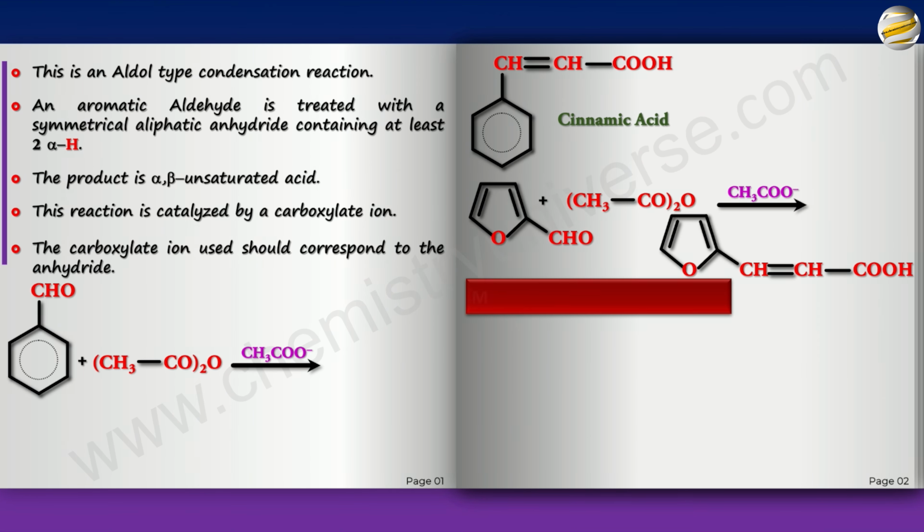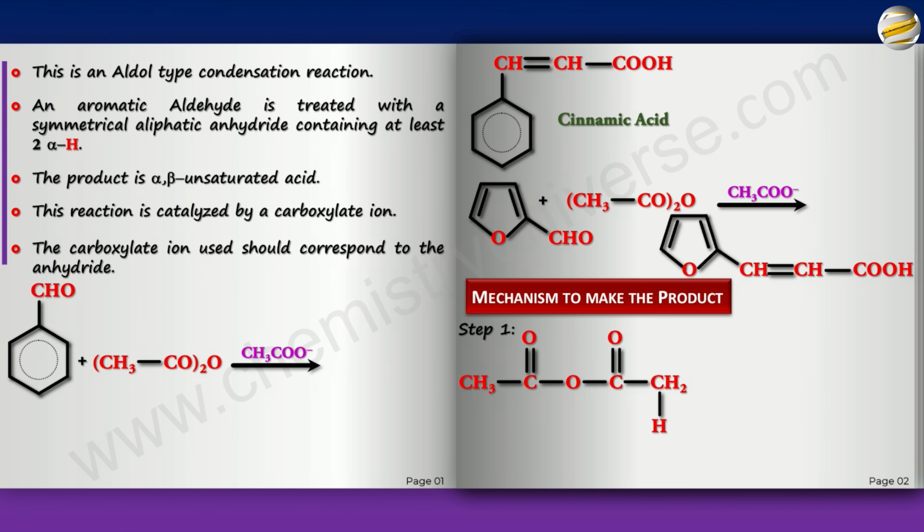Okay. So the first one is the mechanism to make the product. Remember, it's not the actual mechanism here. This is just to make the product. So in the first step, you have this acetic anhydride. Remember, we need 2 alpha H, and you'll understand why we need the 2 alpha H.